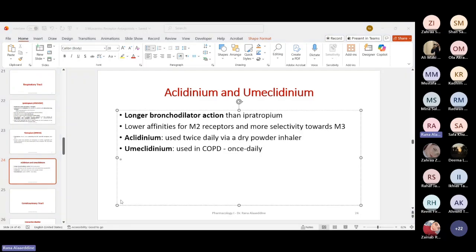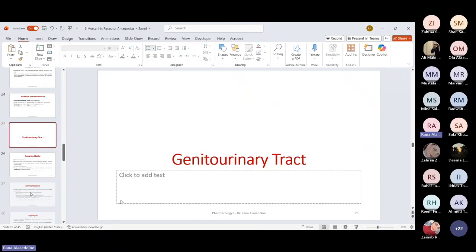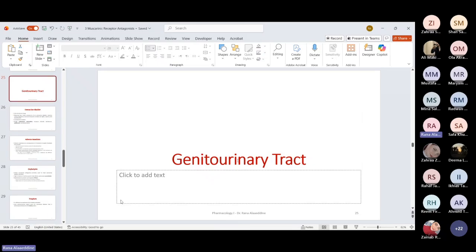Is it clear? Yes. All right, this is it for the first effect. The second effect is on the, what is this system? To urinate? Yes, exactly. This is the genitourinary tract.